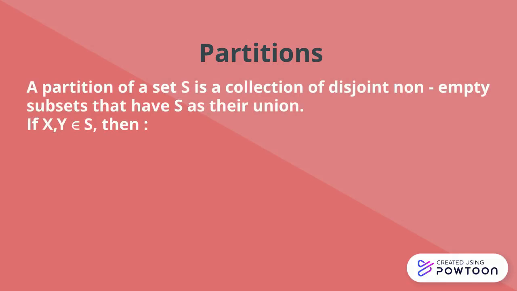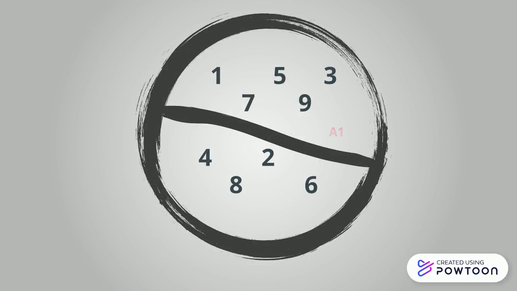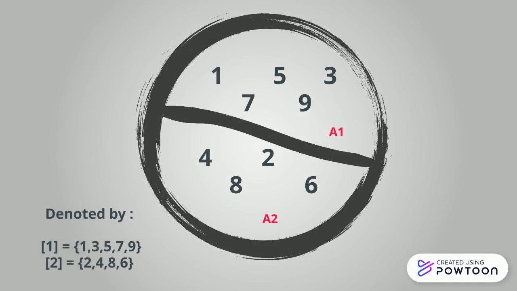Partition. A partition of a set S is a collection of disjoint, non-empty subsets that have S as their union, where it means there must be no empty sets, there must be no overlap, and all elements are included. The partition shows odd number and even number that is denoted by A1 and A2.